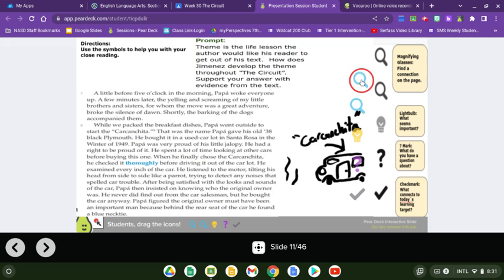Please drag this magnifying glass to the letters LY. That indicates that it's an adverb. He checked it thoroughly before driving. Checked is the verb, thoroughly refers to it.